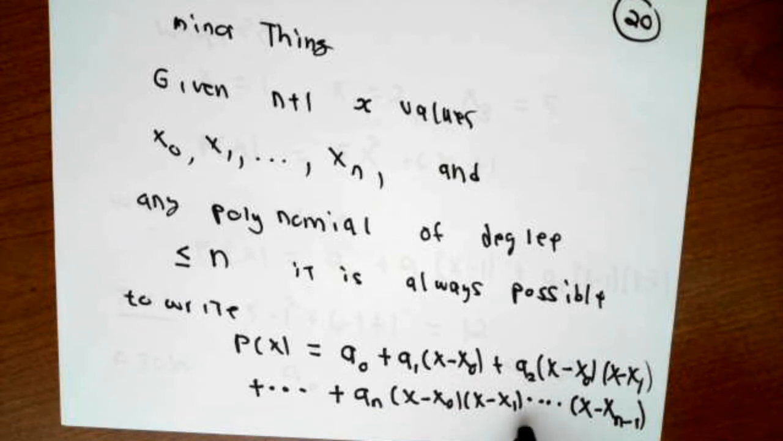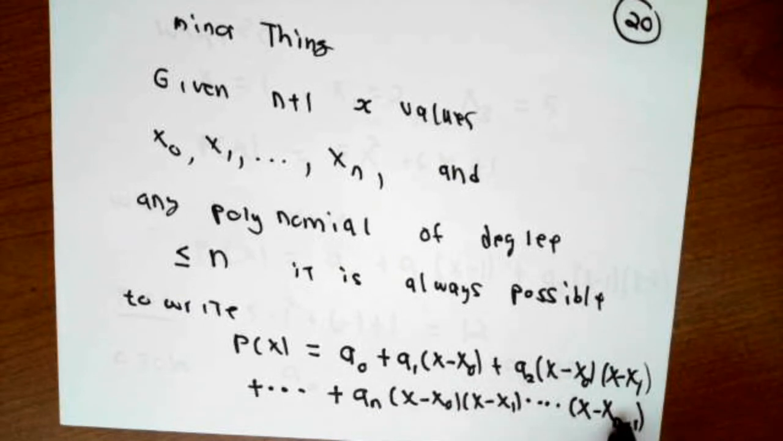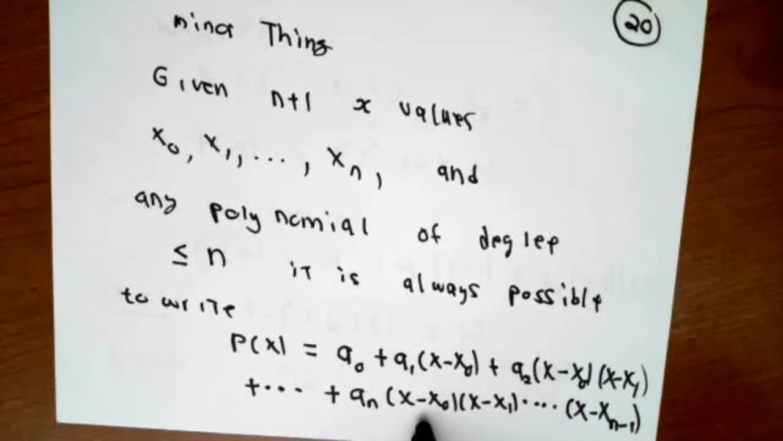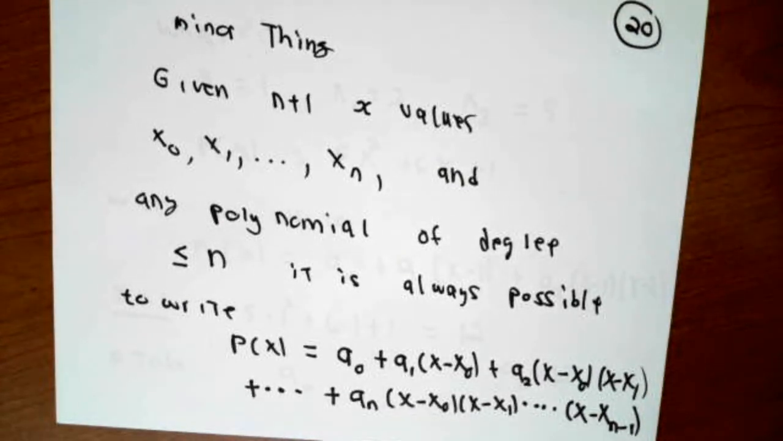If you started counting at 1, you would say that you had n minus 1 factors, and then including that, you have n factors. So we want the polynomial to be of degree no more than n. I don't want to include the x minus x n in this.